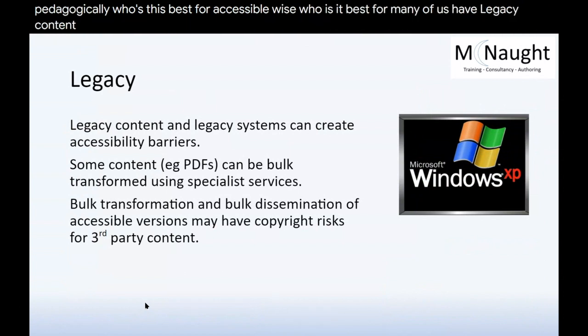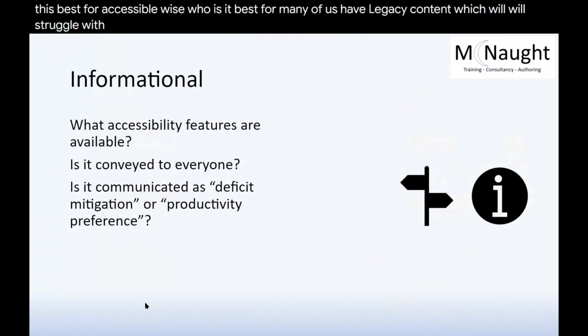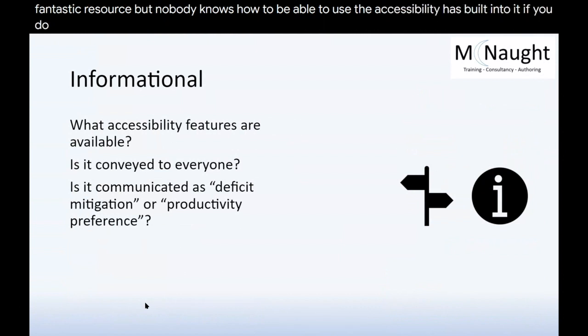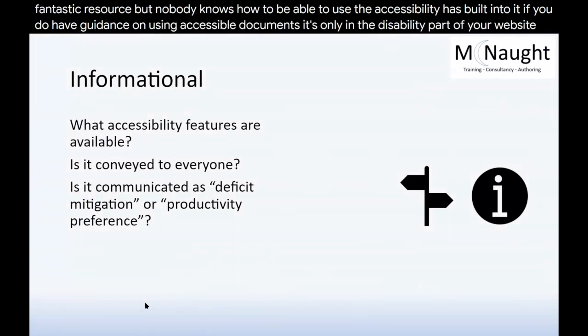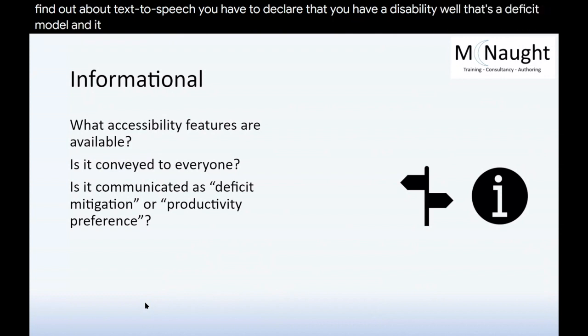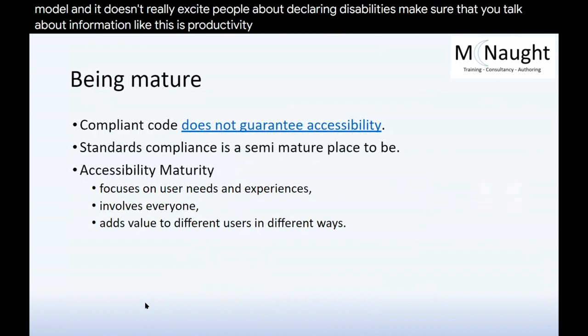Many of us will have legacy content which we struggle with. There's also informational accessibility. I talked earlier about what if you've got a fantastic resource, but nobody knows how to use the accessibility that's built into it. Or if you do have guidance on using accessible documents, it's only in the disability part of your website. To find out about text-to-speech, you have to declare that you have a disability. Well, that's a deficit model, and it doesn't really excite people about declaring disabilities. Make sure that you talk about information like this as productivity preferences.